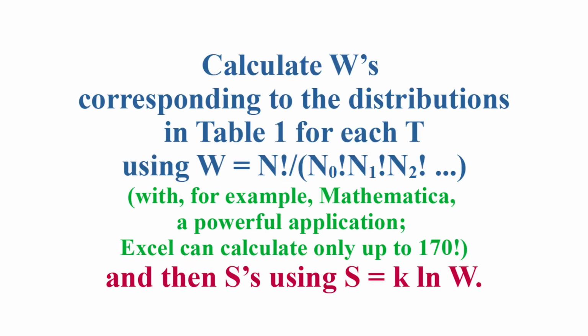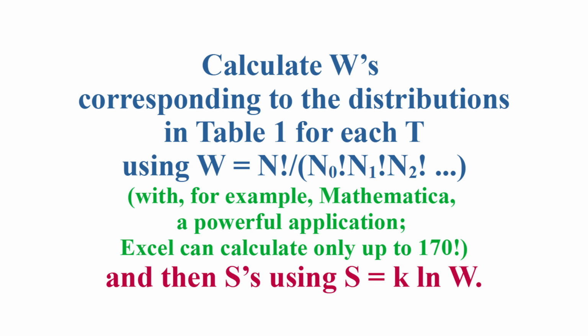Using the Ni's in table 1, we can calculate the W's at the three temperatures using the equation W equals N factorial divided by N0 factorial times N1 factorial times N2 factorial, etc., and the corresponding S's using S equals k ln W.